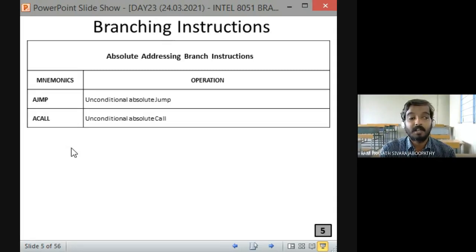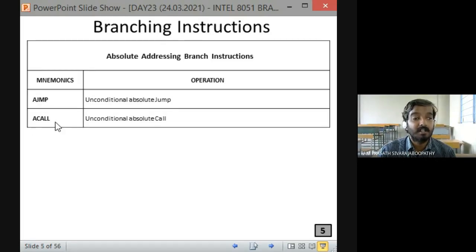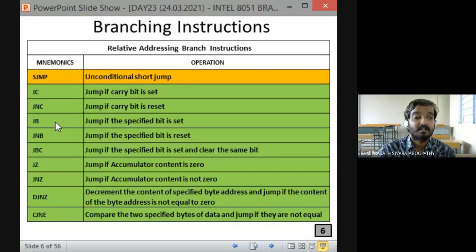In absolute addressing, we have only 2 instructions, AJMP and ACALL. The first letter of the branch instruction, LJMP, LCALL, indicates long addressing. Similarly, AJMP, ACALL indicate absolute addressing. All other instructions we list under relative addressing branch instructions.